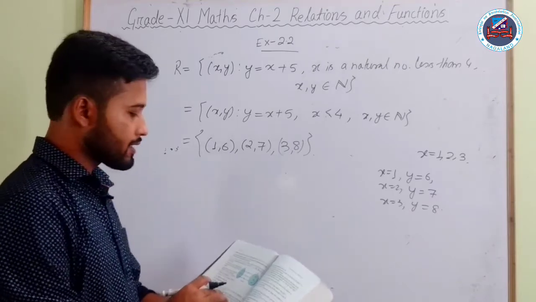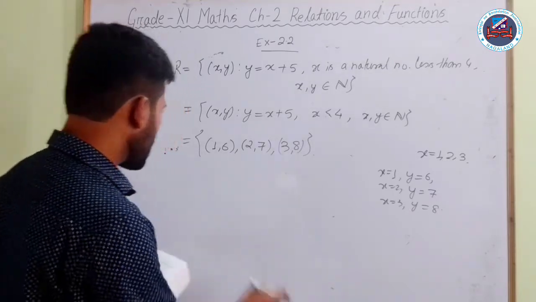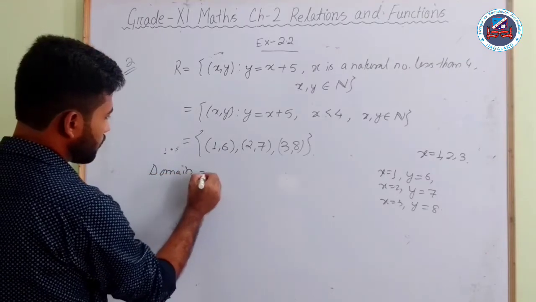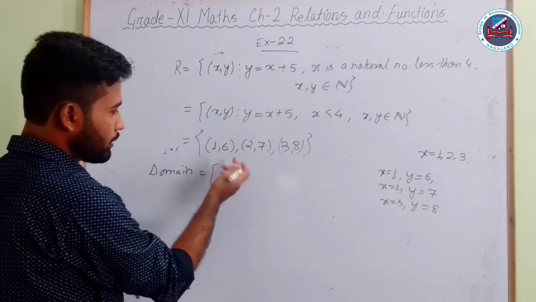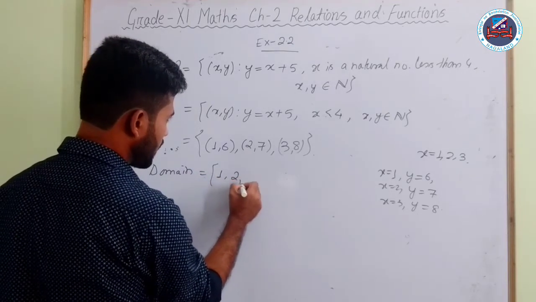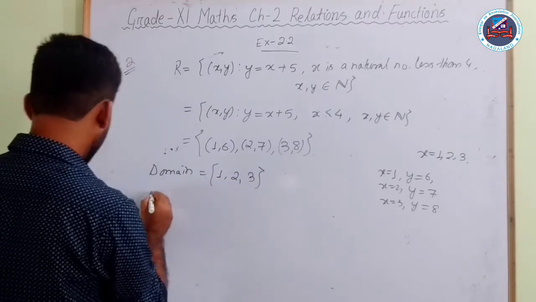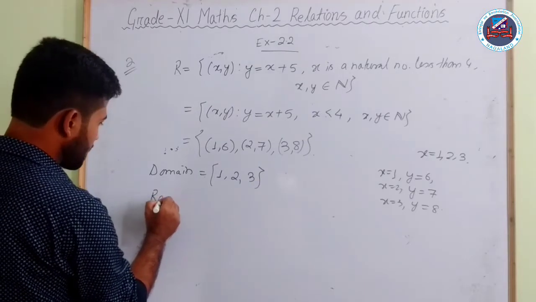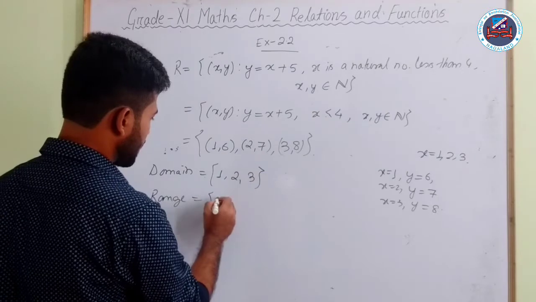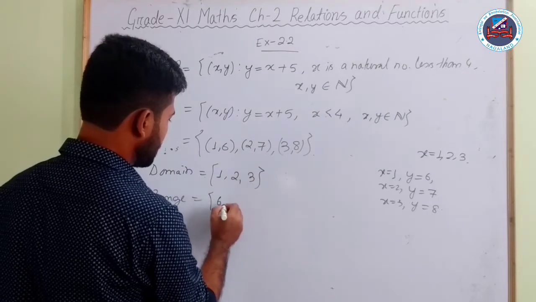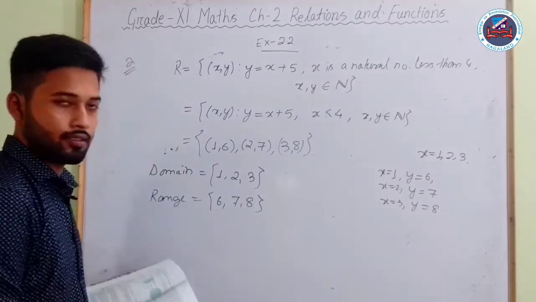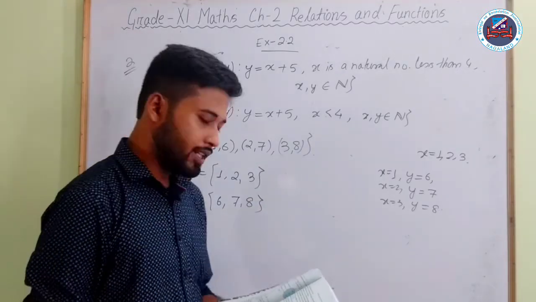Now the second part is to write down the domain and range. So what is the domain of this relation? Here domain means the first elements of the ordered pairs. So it will be 1, 2 and 3, and range is the second elements, or the alternate elements, of the ordered pairs, that is 6, 7 and 8. Fine. So it's very easy.